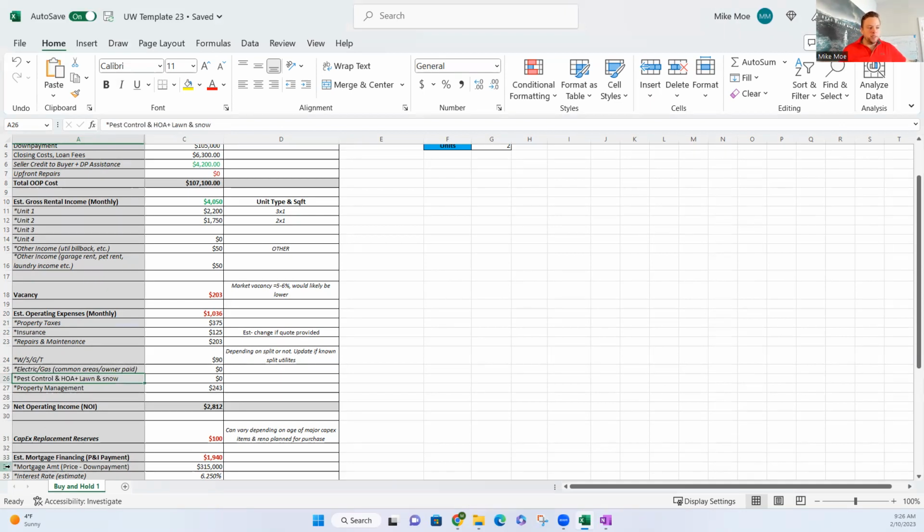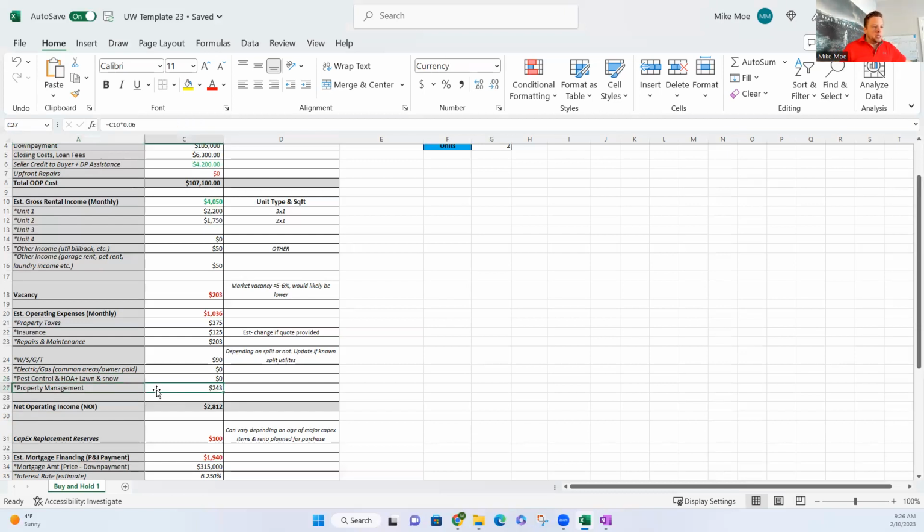Depending on where the property is, 25 bucks a month for pest control might not be a bad thing, or depending on the condition of the property. And then obviously HOA, lawn and snow, if you need it. A lot of times leases will have it written in where the tenants are responsible for the lawn and snow, and you're just giving them a discount on the rent for doing that.